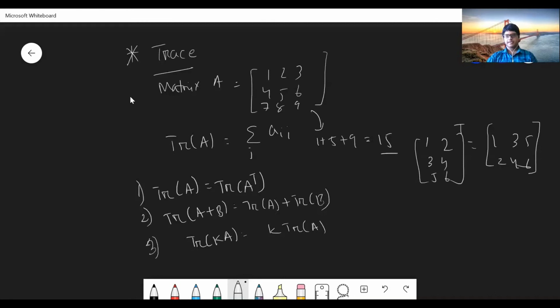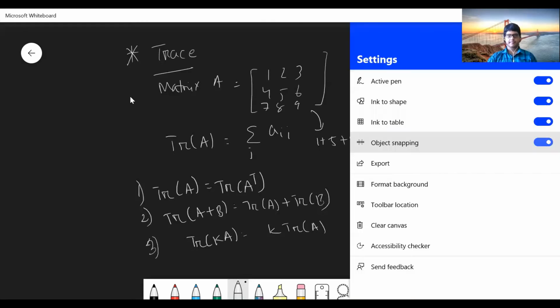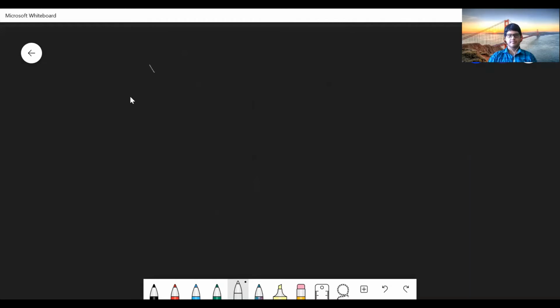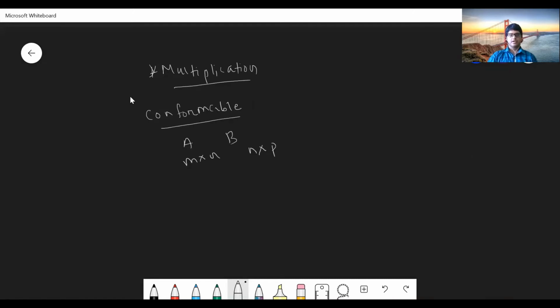Let me move to the next topic, that is multiplication. Now how to multiply two matrices? First of all, when are two matrices said to be conformable to each other? It means when are they conformable for multiplication? Given matrices A and B, A is m cross n, and B should be n cross p. I mean the number of columns of the first matrix in the multiplication A into B should be equal to the number of rows of the second matrix. Then we can say that A and B are conformable to each other for multiplication.